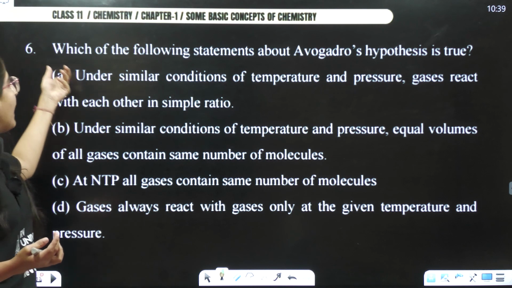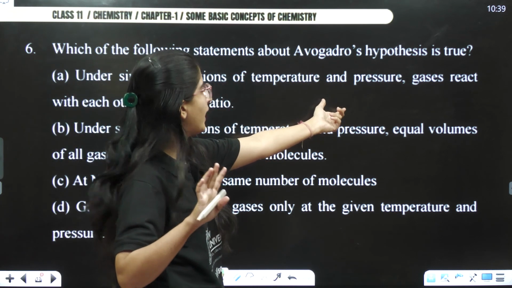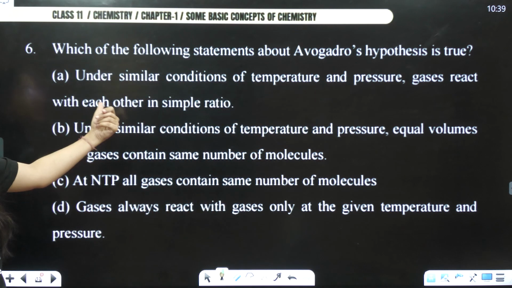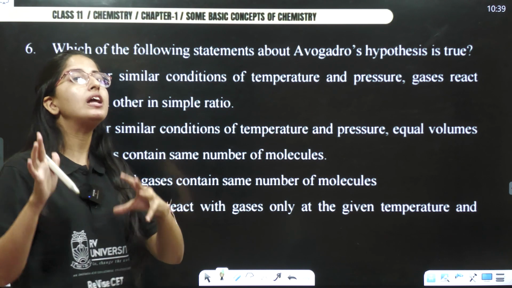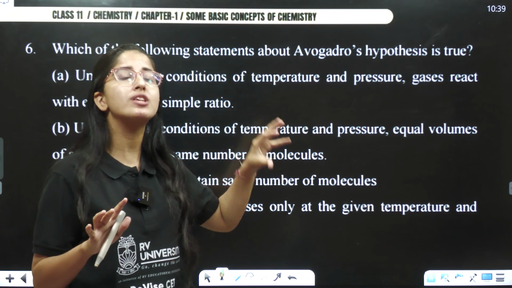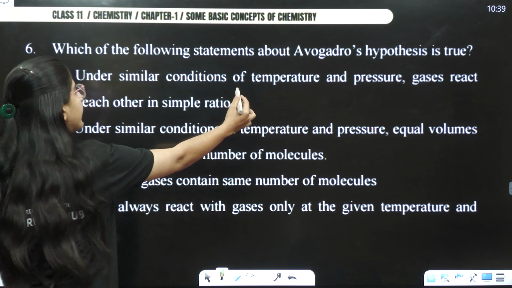Now, let us see. Under similar conditions of temperature and pressure, same temperature and pressure, gases react with each other in a simple ratio. So, gases will react in a simple ratio. This is about Gay-Lussac's law of combining volumes. It is an example. So, this is not the correct statement.